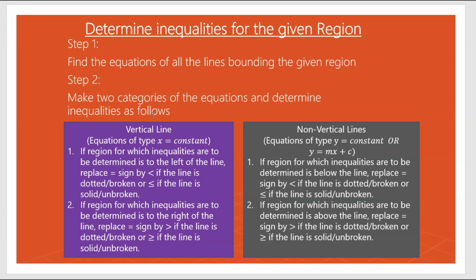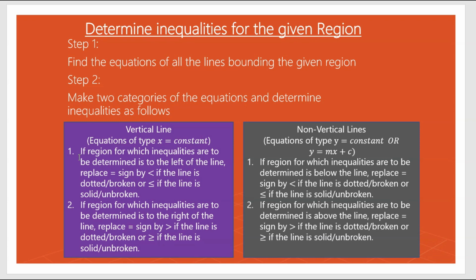Your straight lines can be categorized in two ways. First, vertical lines, and second, non-vertical lines. Non-vertical means either horizontal lines or slopy lines. So for vertical lines, they're of the form x equals to some constant, like x equals to 2 or x equals to 3 or x equals to minus 1.